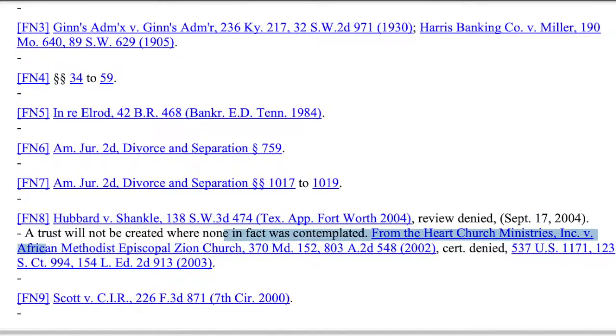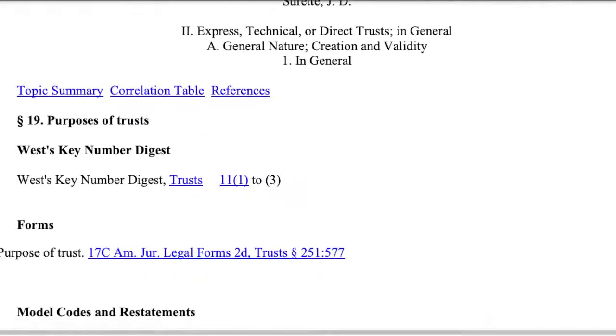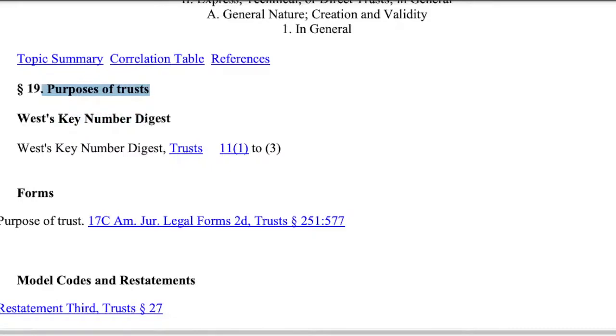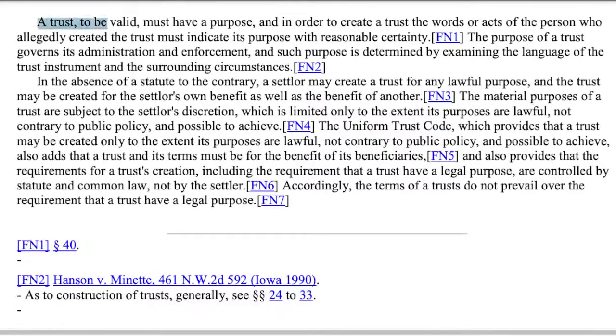A trust will not be created where none in fact was contemplated. Okay, that's 2002 and 2003. So let's continue. We're on to 19, the purposes of trust. A trust, to be valid, must have a purpose. In order to create a trust, the words or acts of the person who allegedly created the trust must indicate its purpose with reasonable certainty. The purpose of a trust governs its administration and enforcement, and such purpose is determined by examining the language of the trust instrument and the surrounding circumstances.